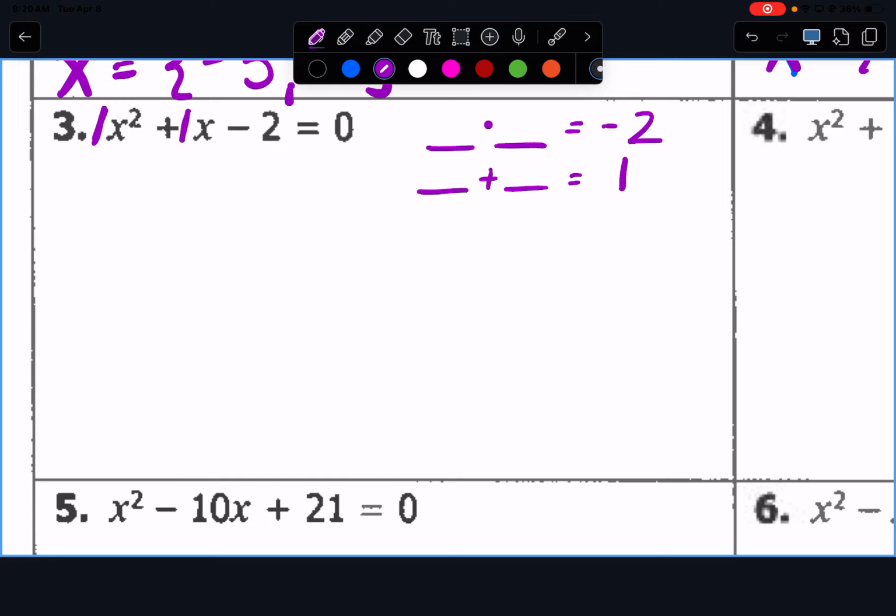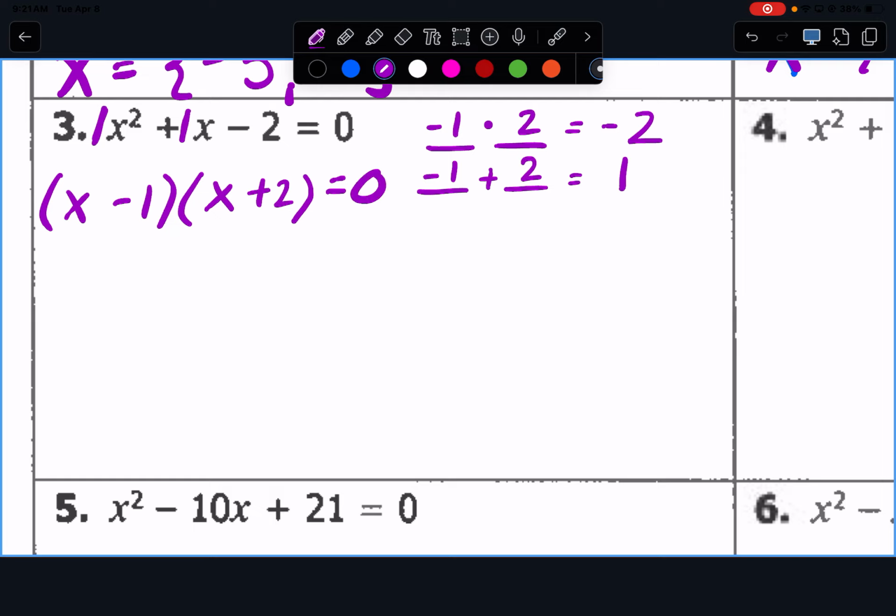What multiplies to give us negative 2 but adds to give us 1? Negative 1, positive 2. So how would I use the shortcut to write our factored form? X plus 2, x minus 1. And if you wrote that in the opposite order, if you said x plus 2 times x minus 1, you're still right.